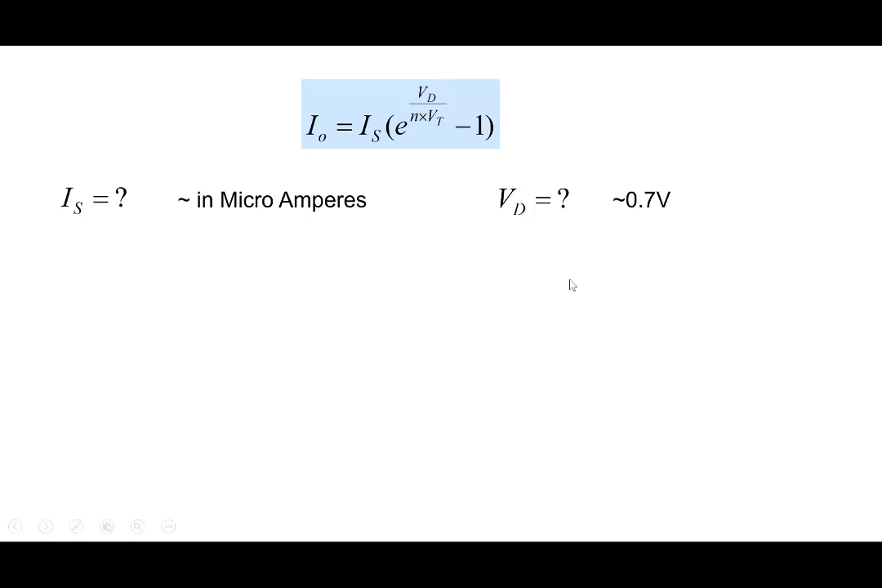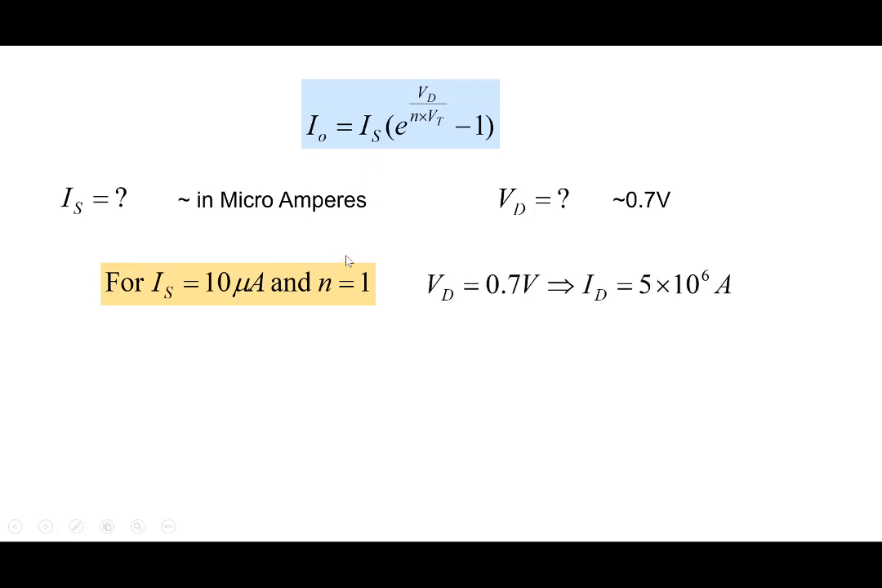Just putting these numbers in, for example, if I take I_s as 10 microamperes, ideality factor n equal to 1, and V_d equal to 0.7, we get 5 million amperes, 5 into 10 to the power 6 amperes. No diode would sustain a million ampere current, so obviously it's a ridiculous value. If you say I_s is in microamperes, n equal to 1, and diode voltage is around 0.7, these are mutually inconsistent values.